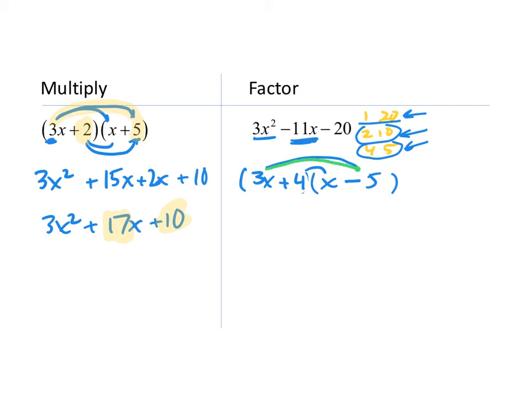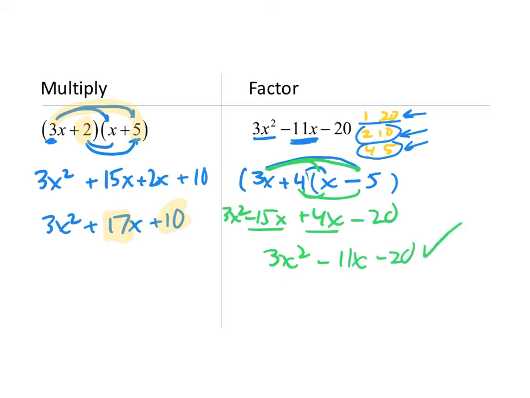So 3x times negative 5 is negative 15x. Or I forgot this one, 3x squared, which is right. And then this one is plus 4x, and this is minus 20. Everything works. Negative 15, okay, so 3x squared minus 11x minus 20. So I just checked the work, so this is the right answer. And it didn't take me that long to guess, just a couple times.